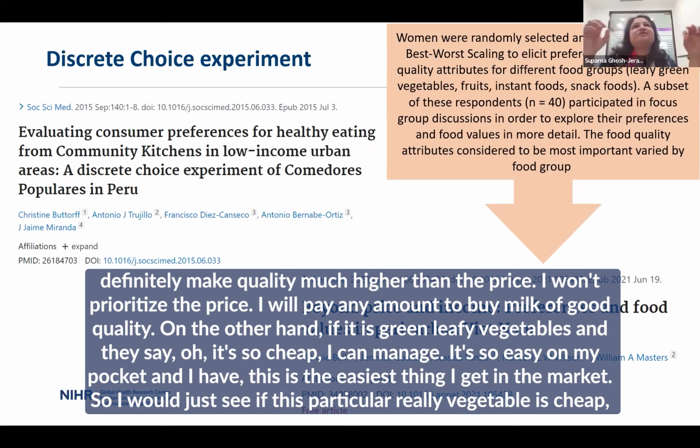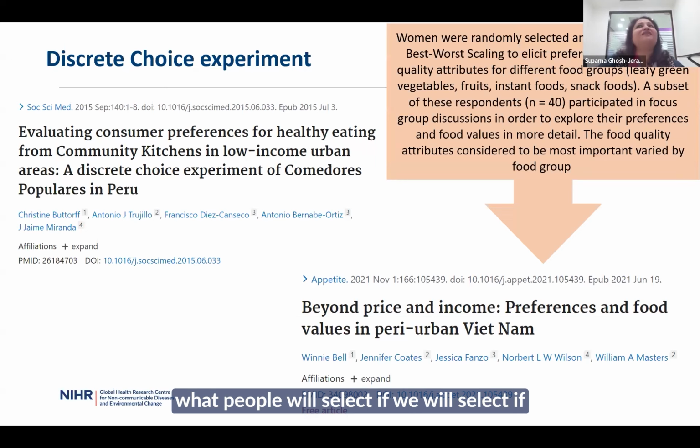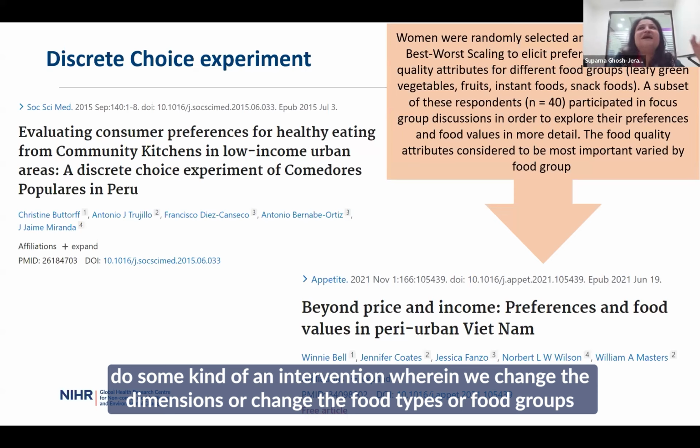On the other hand, if it is green leafy vegetables, they say, oh, it's so cheap, I can manage, it's so easy on my pocket, and this is the easiest thing I get in the market. So if this particular green leafy vegetable is cheap, I'll buy it, even if the quality is a little poor, I won't mind. So they are making discrete choices in their decision to buy a specific food group. And that informs what people will select if we do an intervention wherein we change the dimensions or food types or food groups and make them available to the community.